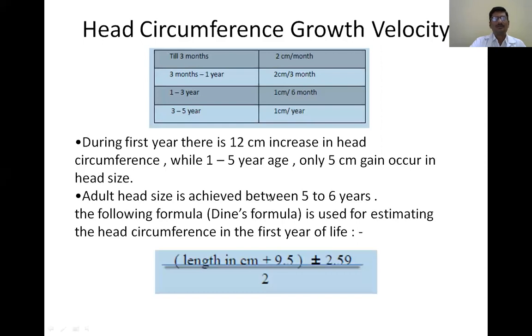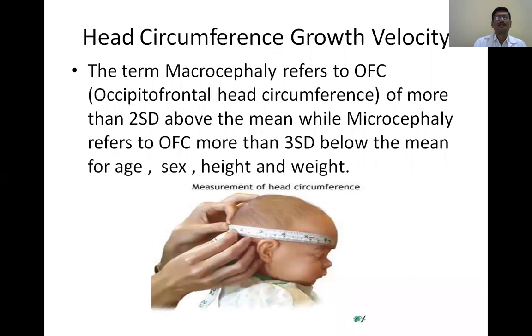And we can use Dine's formula to measure the head circumference in the first year of life. So here we know the length in centimeters, plus 9.5, plus or minus 2.59, divided by 2. So suppose this length in centimeters plus 9.5 divided by 2, what is the value you get? The normal range will be plus or minus 2.59. That is the head circumference during the first year of life. Within that range only it will be. This is how it is being measured.